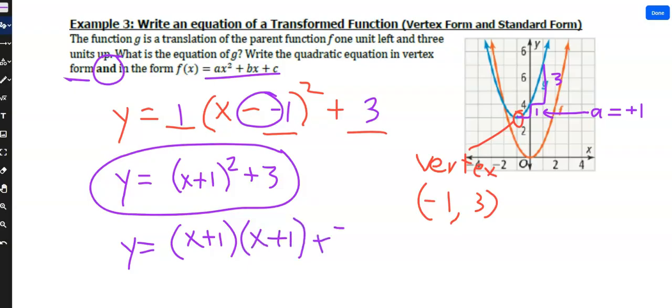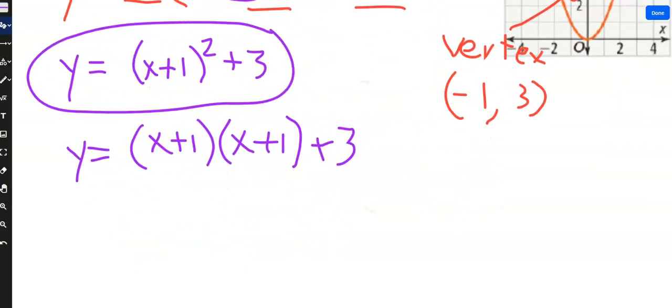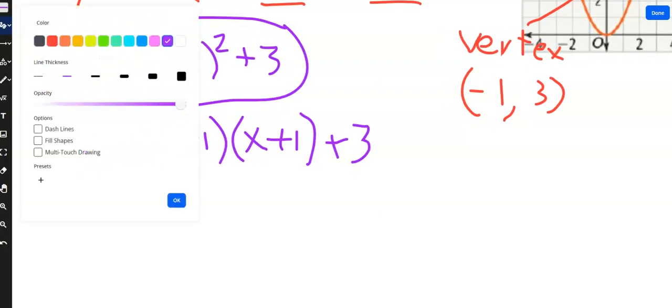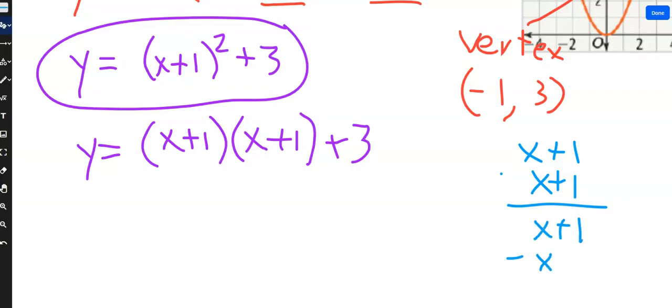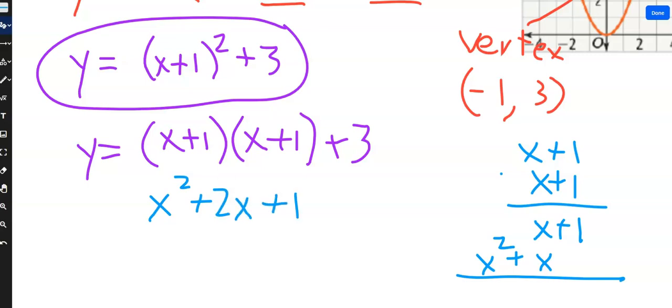Now, I'm sure you can probably see in this particular question that after I do the foiling, whether I do x plus 1, and 1, and an x, and an x, and an x squared, and I line things up and get x squared plus 2x plus 1, carry down the plus 3, you'll notice that there's no distributing that I have to do.